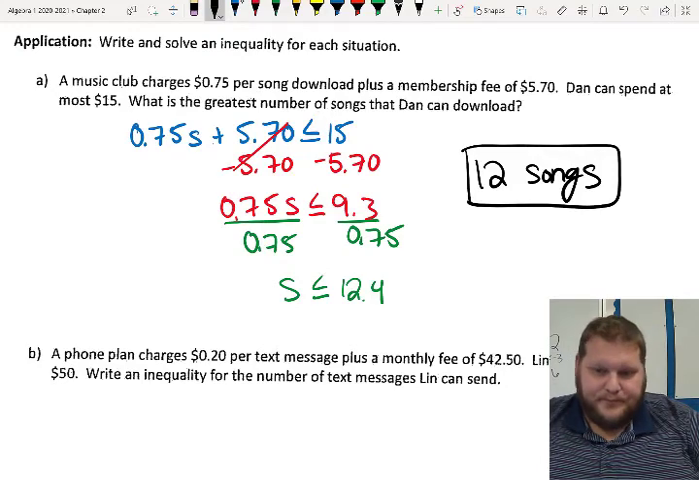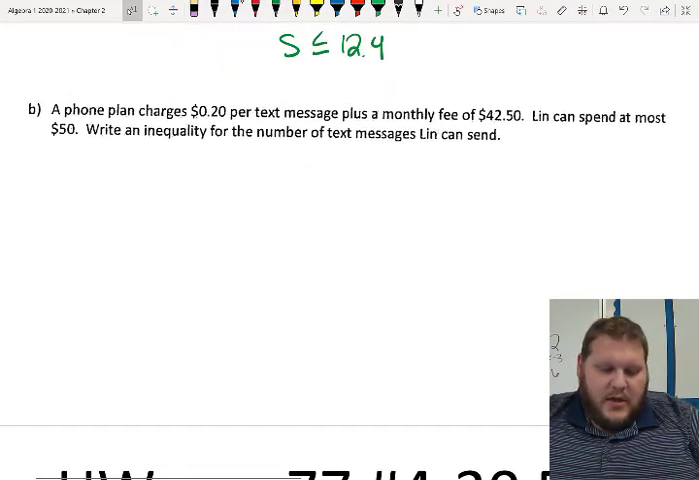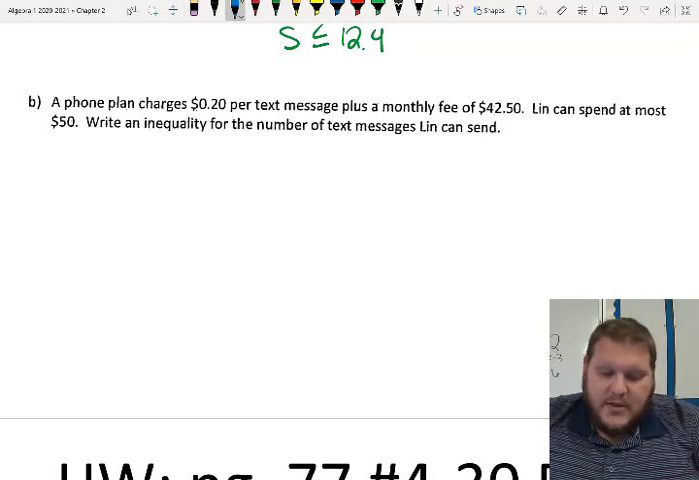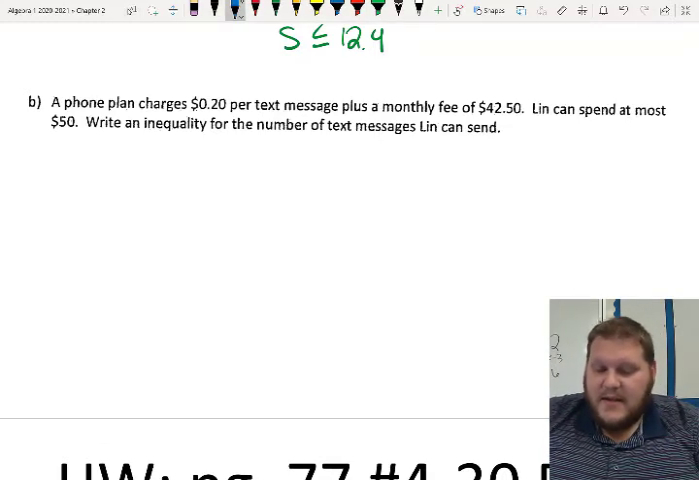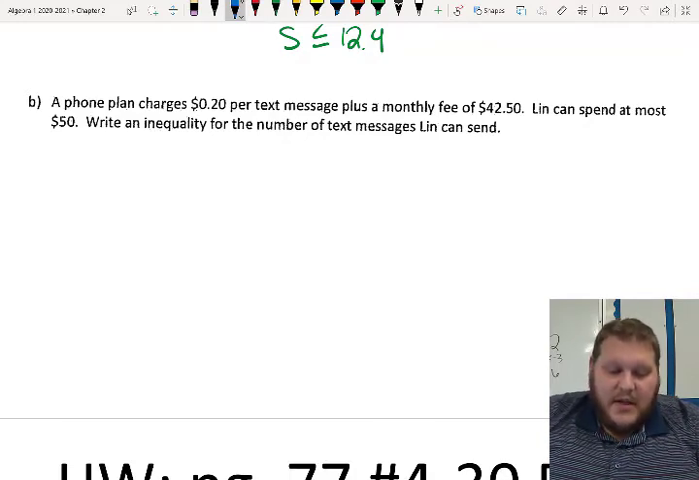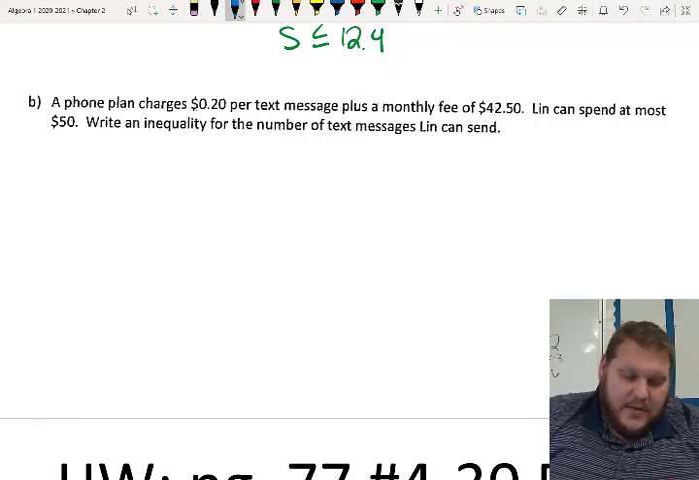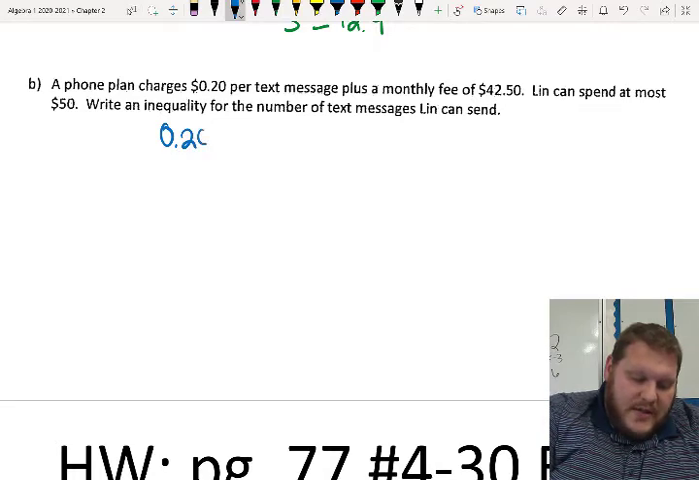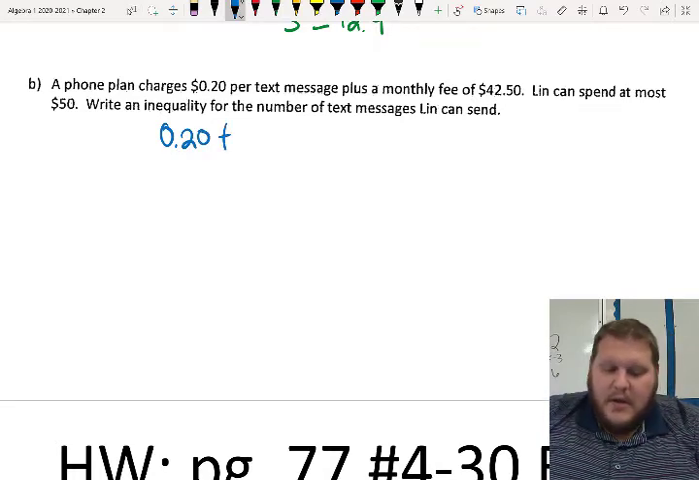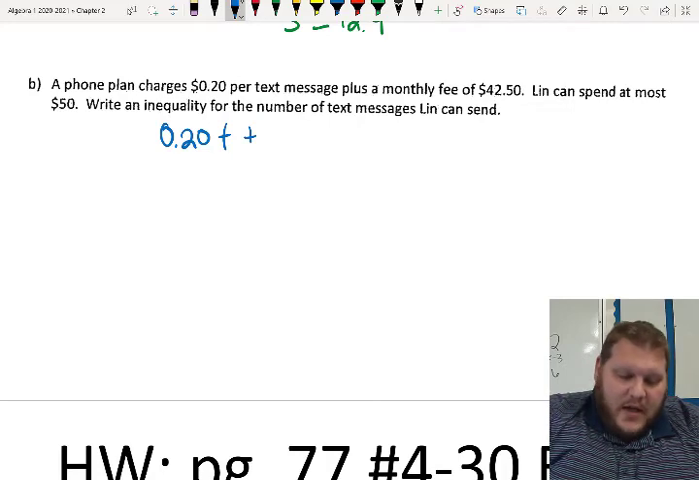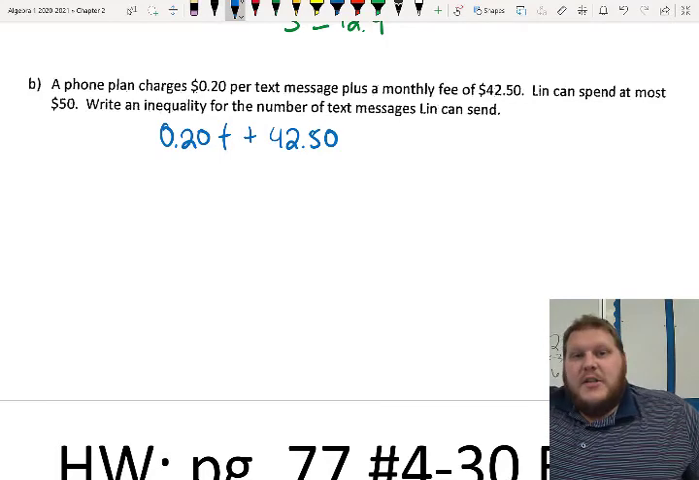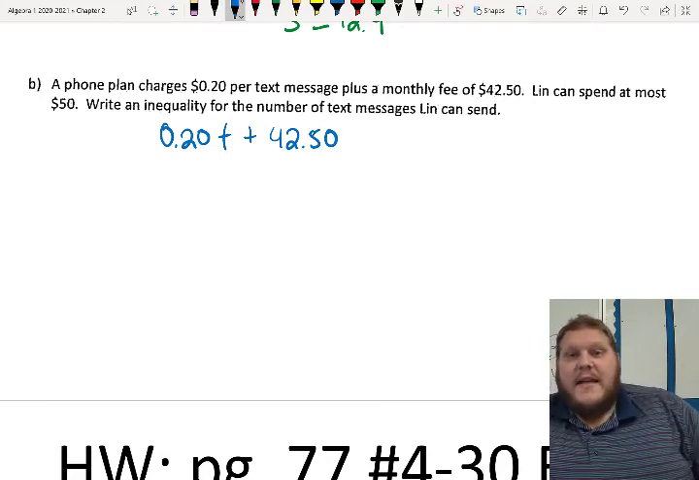Okay. For the last one, a phone plan charges 20 cents per text message plus a monthly fee of $42.50. Lynn can spend at most $50. Write an inequality for the number of texts that Lynn can send. So again, very similar structure-wise because we're charged 0.20 dollars per text. And then we know there's also a flat fee of $42.50.